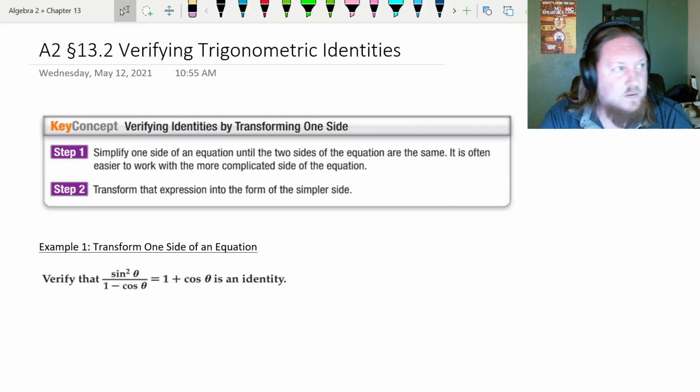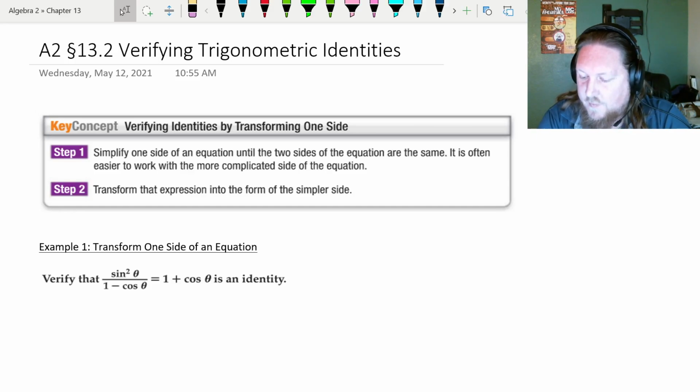Algebra 2, Chapter 13, Section 2, Verifying Trigonometric Identities. So this is pretty similar to the end of the first section, where we are going to manipulate and change around a trigonometric identity to verify it's true.